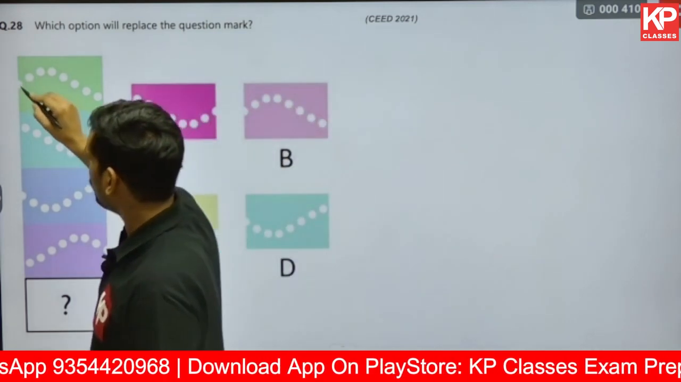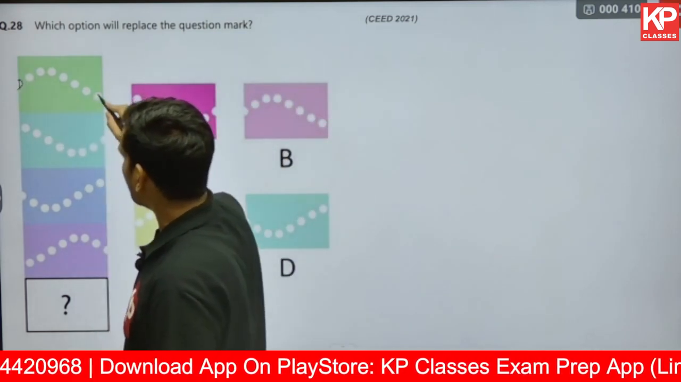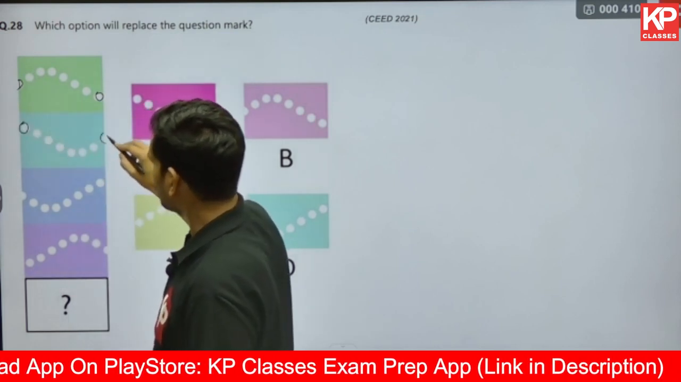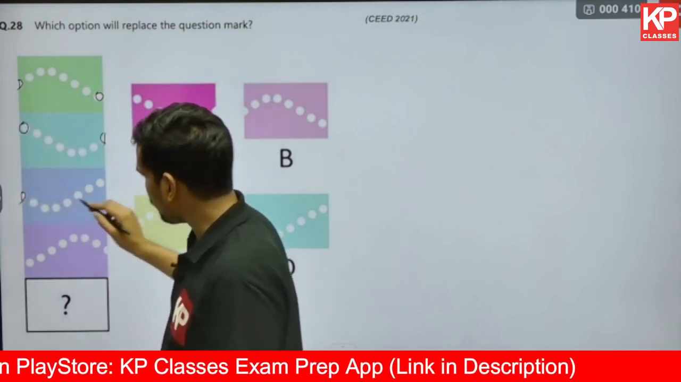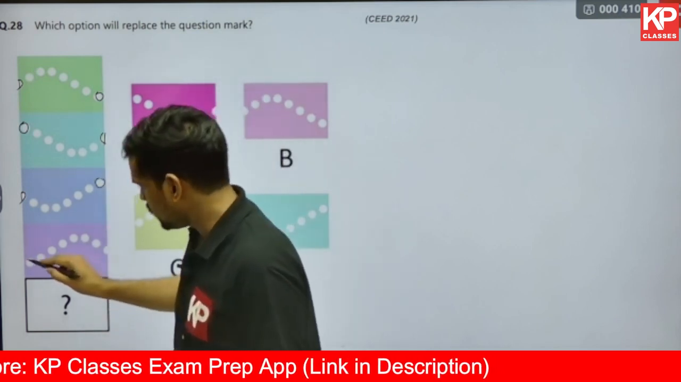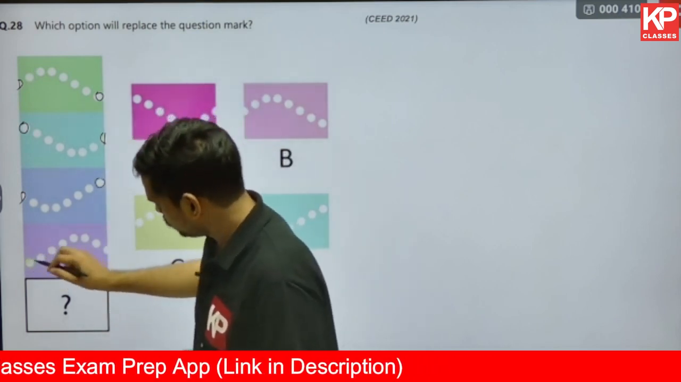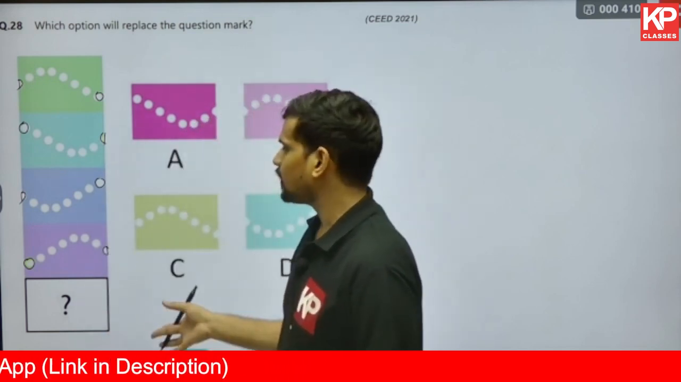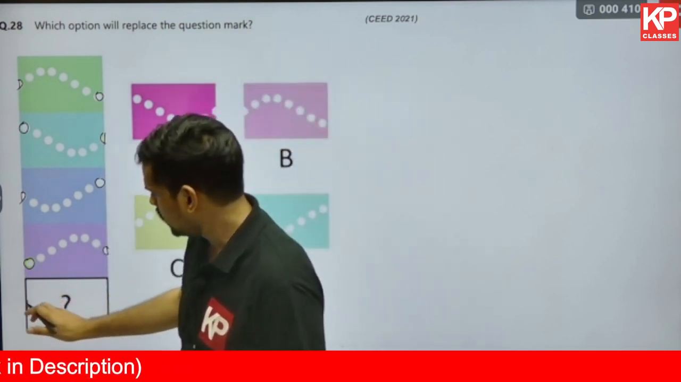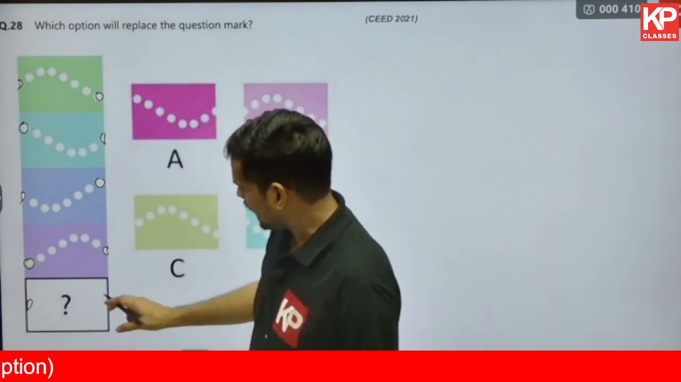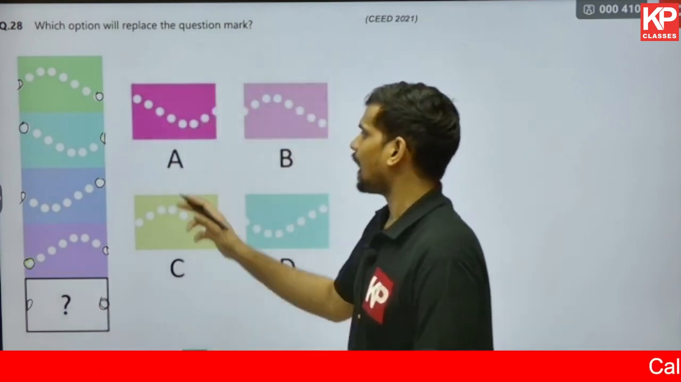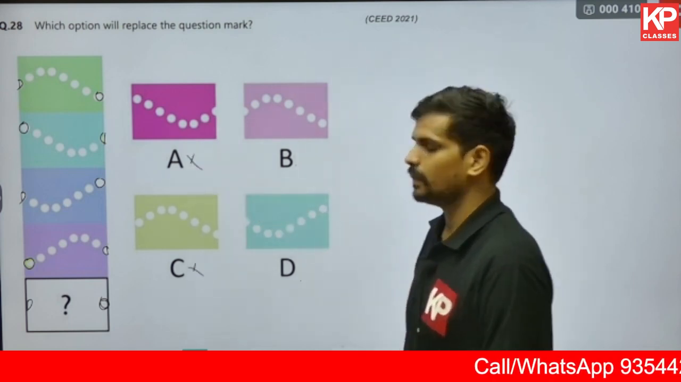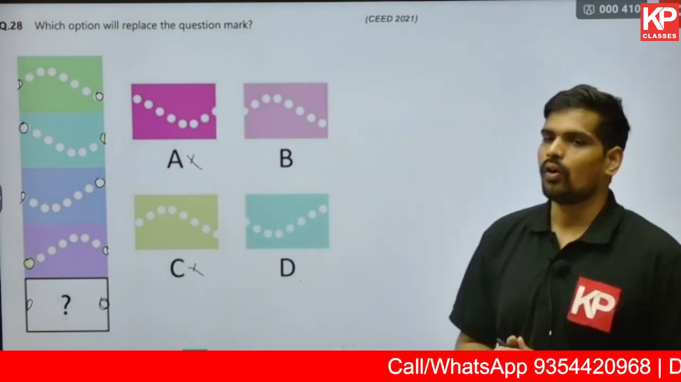But something which you observe over here is, this starts with a part of a circle, ends with a full circle. Here, it starts with a full circle, ends with a part circle. Again, this starts with a part circle, ends with a full circle. This starts with a full circle, ends with a part circle. So applying this logic, the next question mark figure should start with a part circle and end with a full circle. So B and D; A can be eliminated, C can be eliminated. So either B or D.